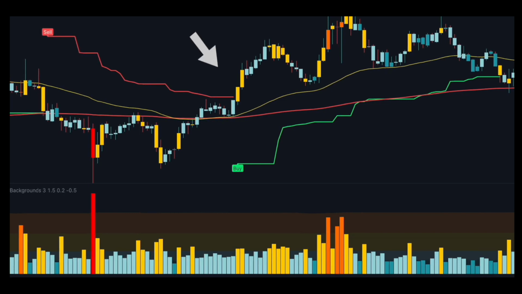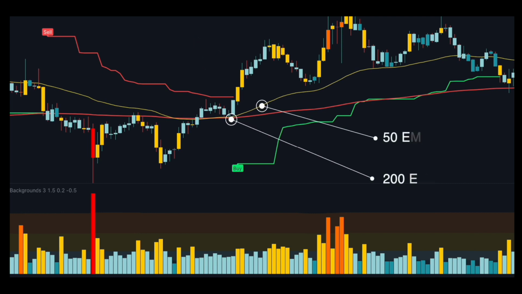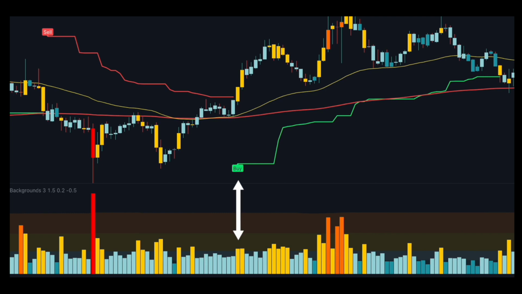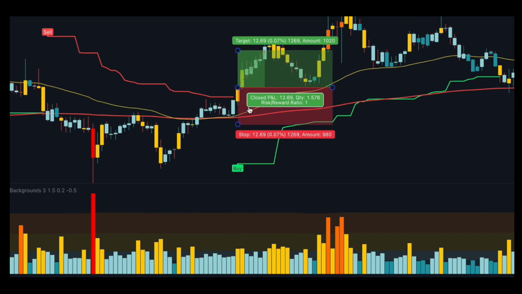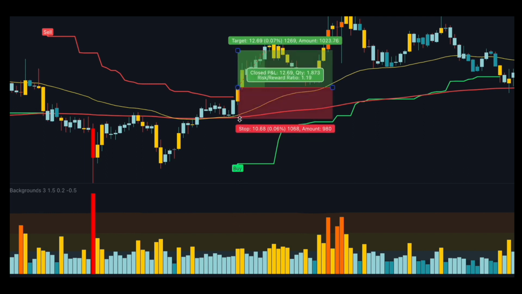First, the price is closed higher than the moving averages. Second, the 50 EMA is above the 200 EMA. Third, the Pivot Point Supertrend gives a new buy signal. Fourth, at the time the signal is issued the volume bar should be colored orange or yellow. If the conditions are met, place a buy order at the close of the trigger candlestick.